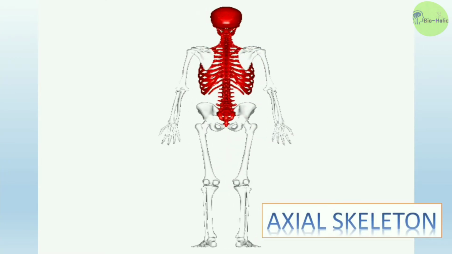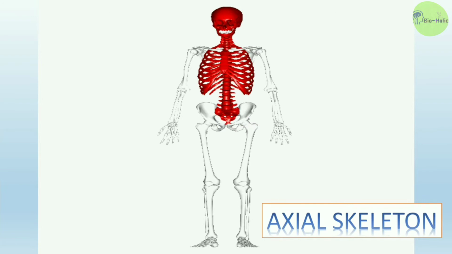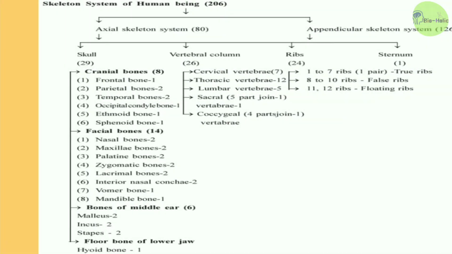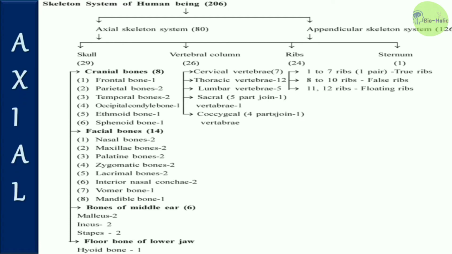First of all, the axial skeleton. I have already told that the axial skeleton includes 80 bones, out of which 29 bones are of the skull, 26 are the bones of the vertebral column, 24 are the ribs, and 1 is the sternum. The bones of the ribs and sternum together are called the bones of the thoracic cage. Okay. Now I will introduce you to all the bones one by one in detail.